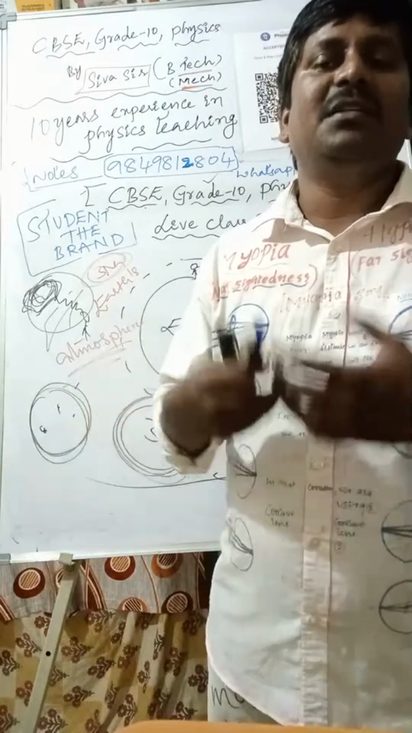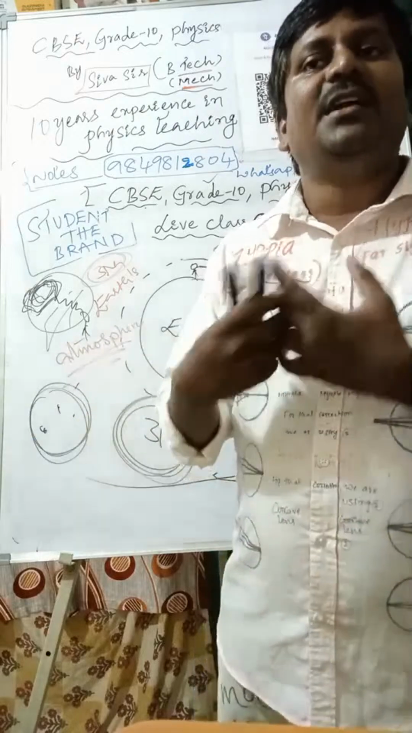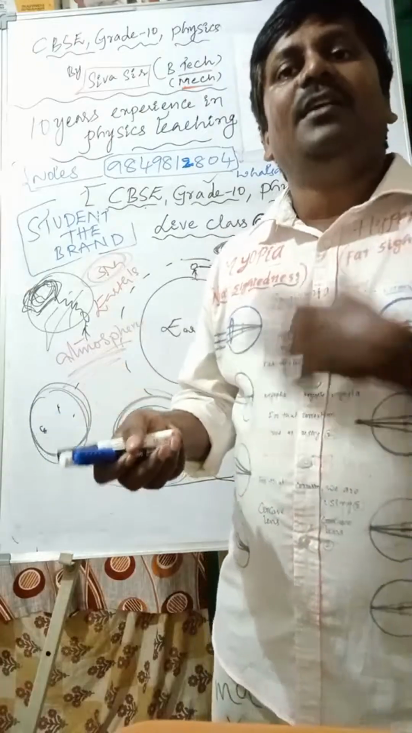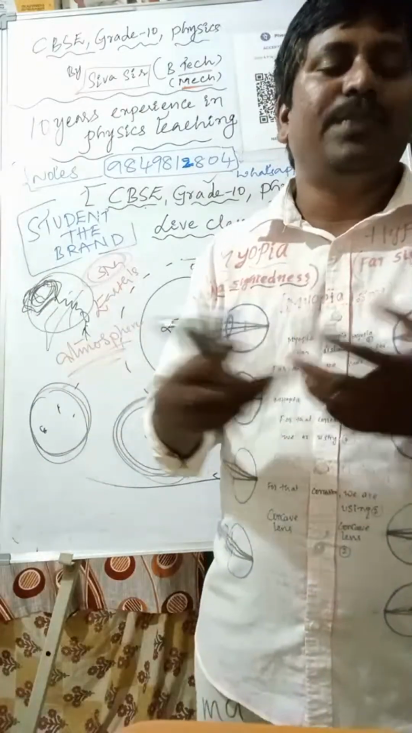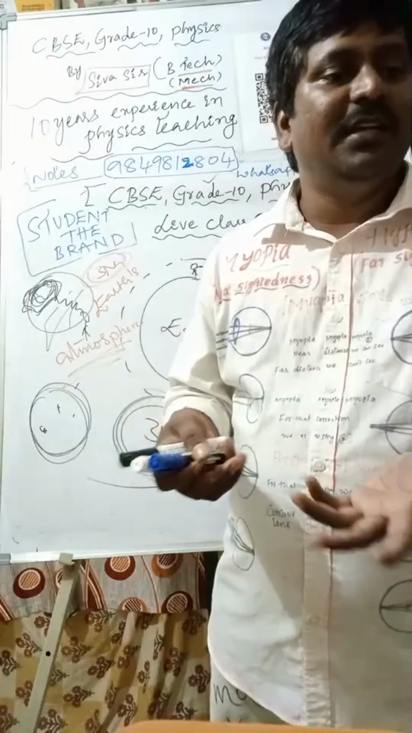Scattering of light is nothing but re-emission of light in different directions with a different intensity. Different directions means in all directions, so the light will spread in all directions with a different intensity.